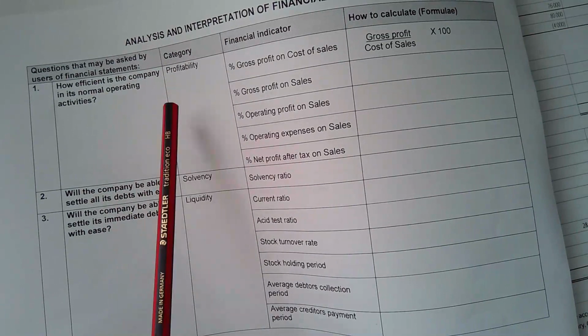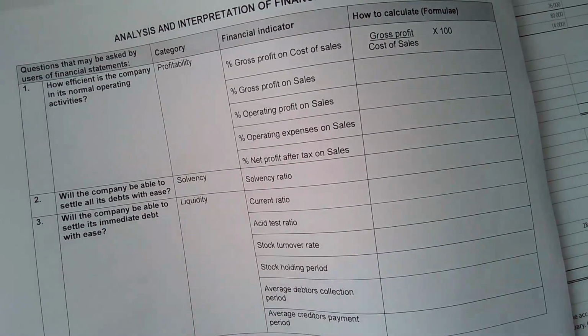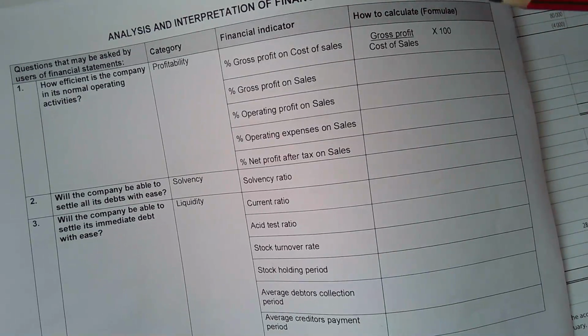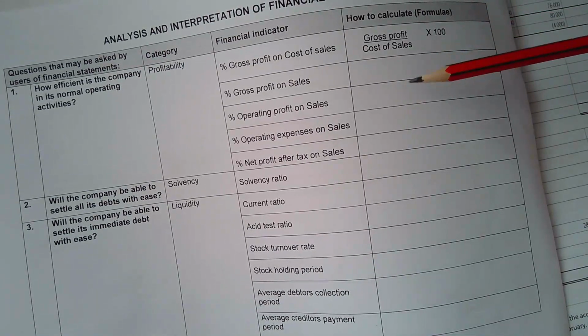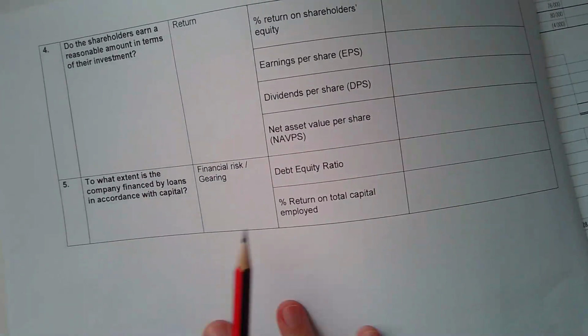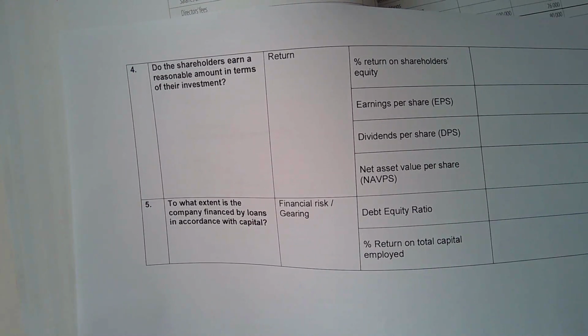It's divided into different categories: profitability, solvency and liquidity. Then there's a financial indicator, and in the last column you can write in the formulas. I'm going to start on the next page, on page 2, because these are the new formulas when we work with companies.